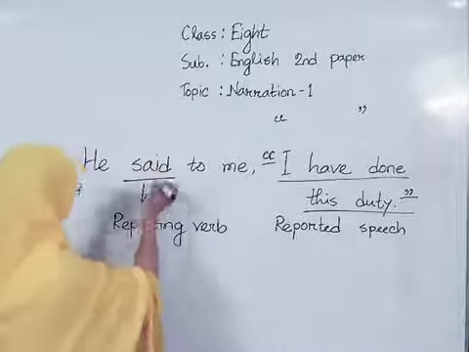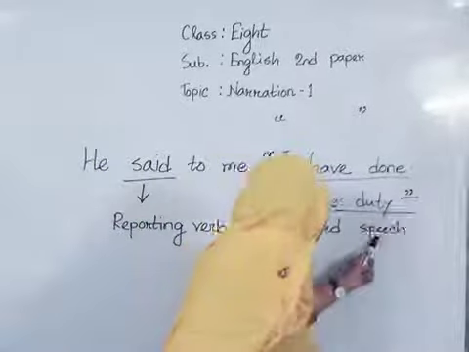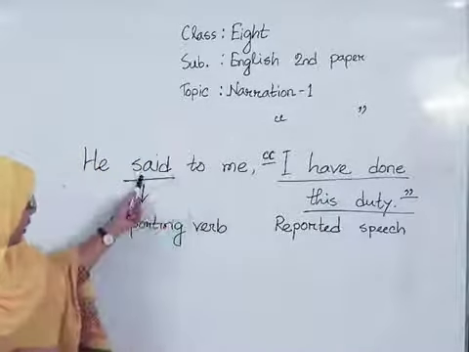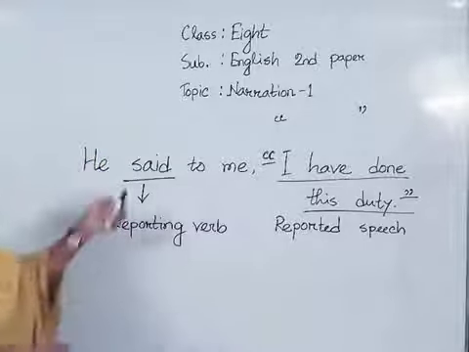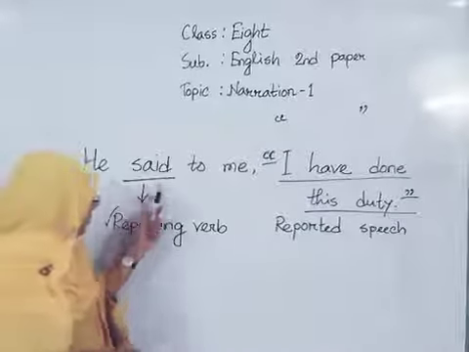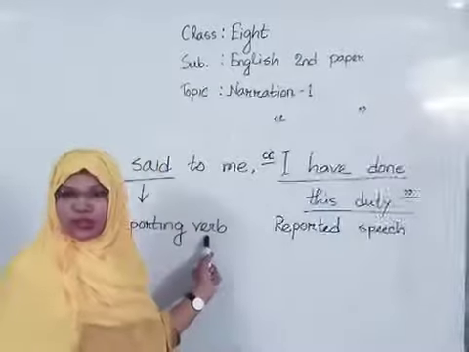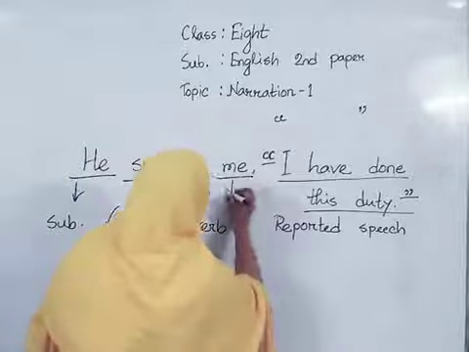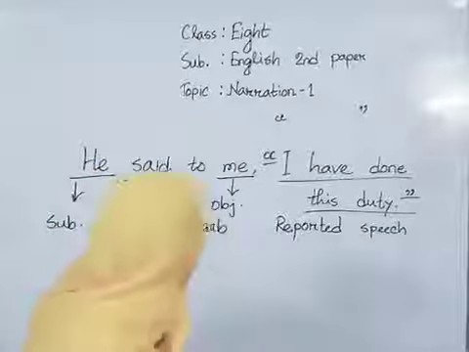So, if I summarize it: in the inverted comma, the speech is reported speech, and outside the inverted comma there is a verb, and it is the reporting verb. In front of the reporting verb, there is also a subject, and it is the subject of that reporting verb. And after the reporting verb, there may be an object. So it is the object of that reporting verb. That means he is the subject here, and me is the object here. Is it clear to you, my dear students? I think all of you have got it.